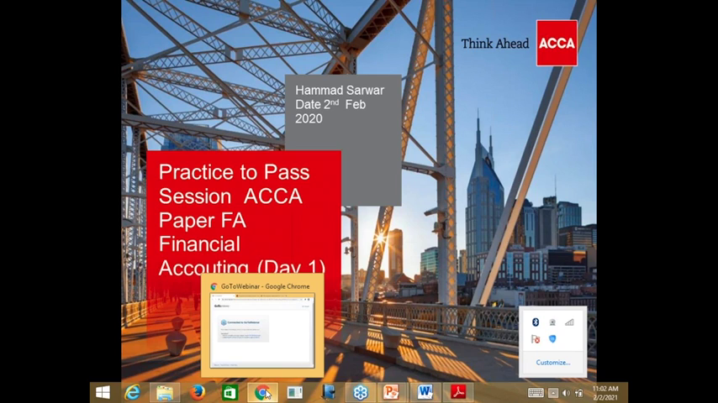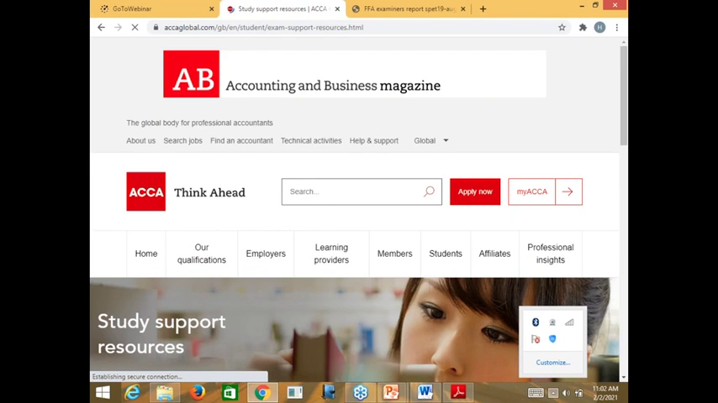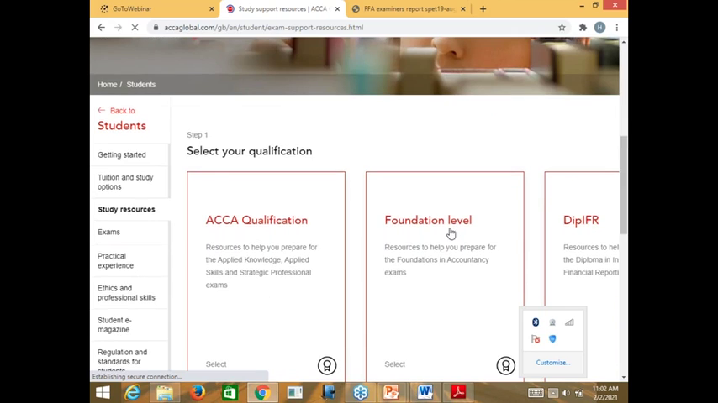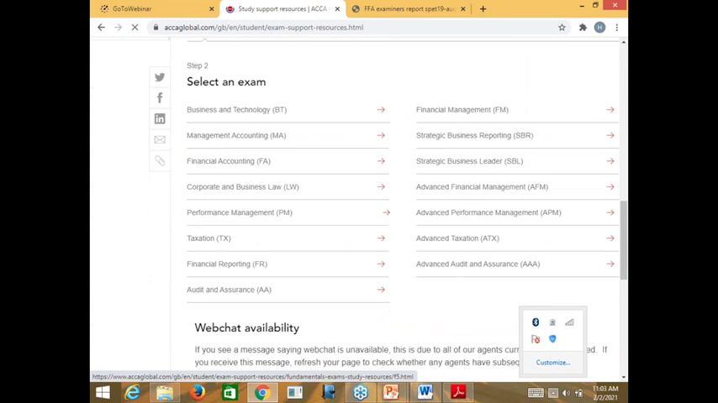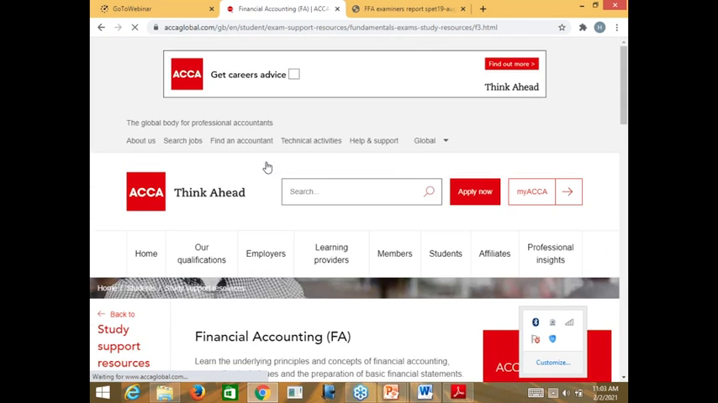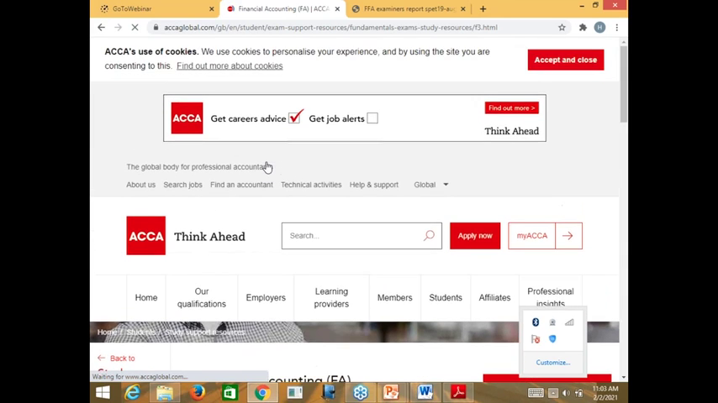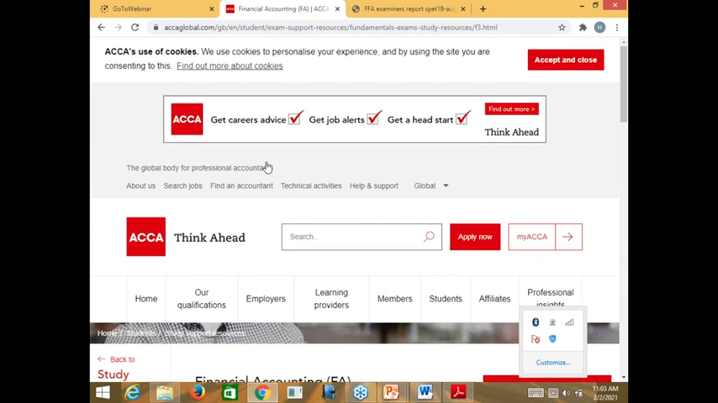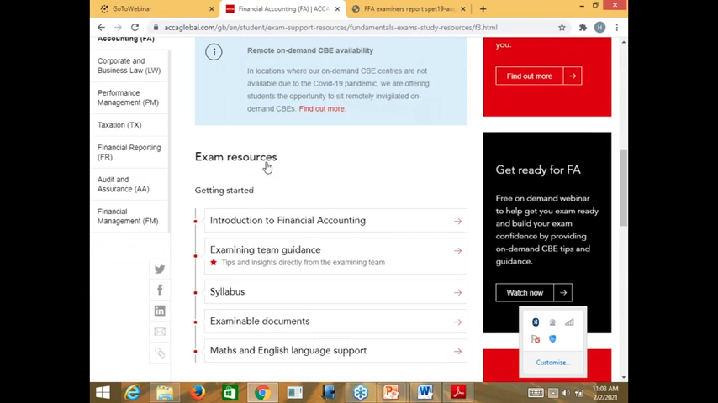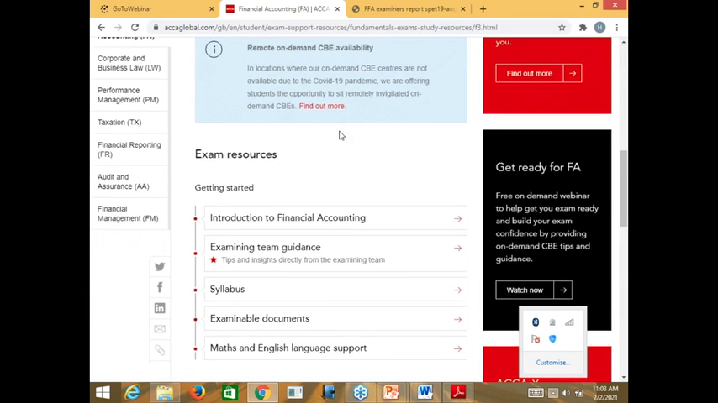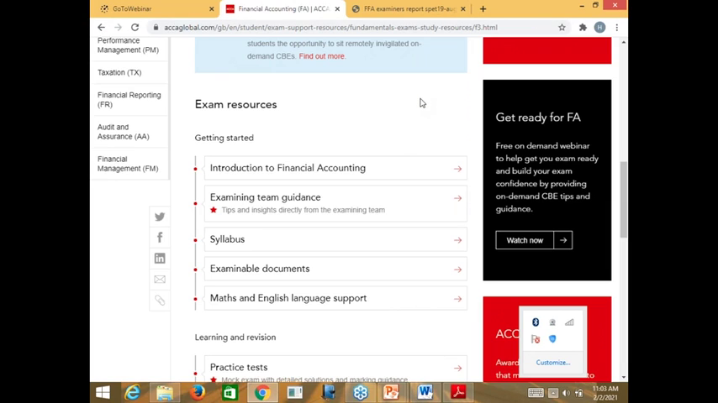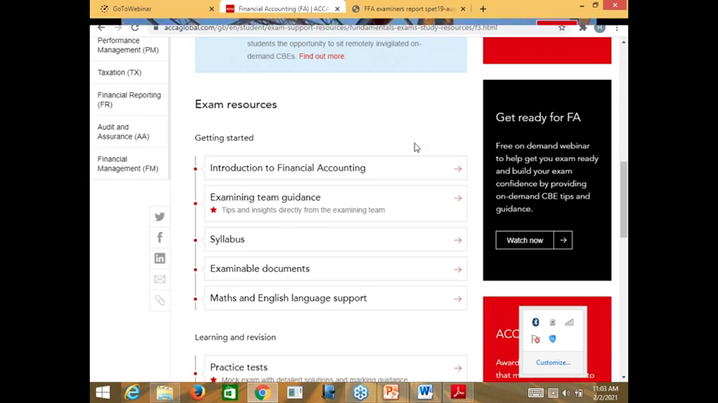On the website, there's a students section in which we'll be having a study resources, study support resources area. And in this area, you have to select the ACCA qualification and the paper FA. Okay, the syllabus structure and the paper structure of the paper FFA and FA is 100% same. So here we have some resources that ACCA provides to the students. One of the areas is the introduction to financial accounting. It will tell you about the basic details of the subject.